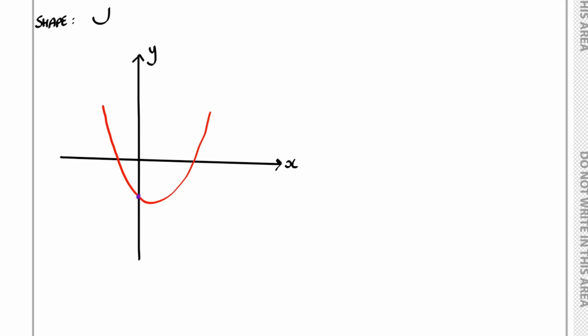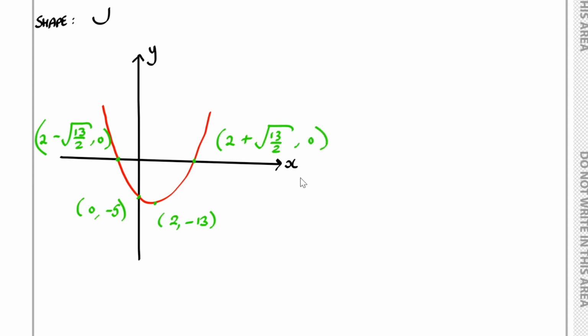So here is the coordinate. Let's do it in a different colour actually. Let's do it in green. Here we've got the coordinate 0, minus 5. Here we've got the turning point at 2, minus 13. Here we've got x1, which is (2 minus root 13) over 2, and the y coordinate is 0. And here we've got the other coordinate, (2 plus root 13) over 2, 0. So this over here is the graph of y equals 2x squared minus 8x minus 5.